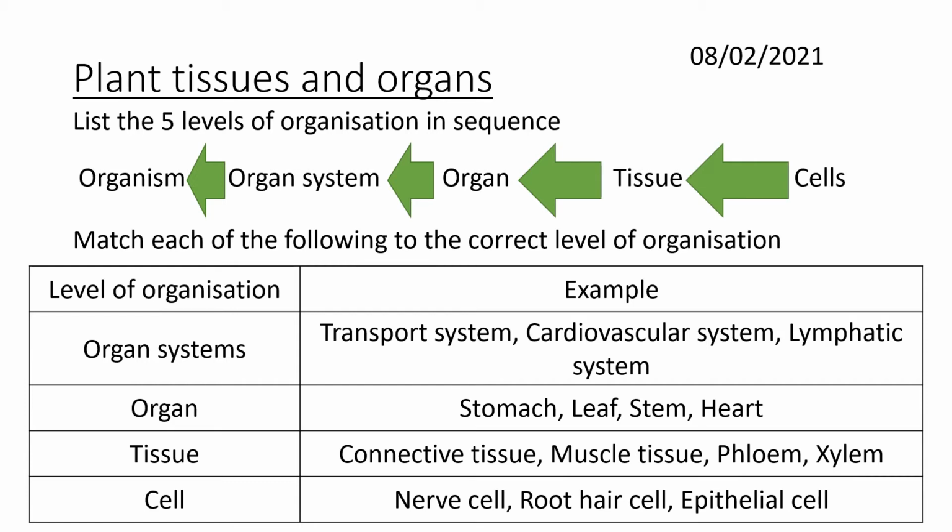In terms of matching the terminologies, the transport systems, cardiovascular system, and lymphatic system are all examples of organ systems. The organs were the stomach, the leaf, the stem, and the heart. The tissues, connective tissue and muscle tissue, were the obvious ones, but the phloem and the xylem in plants are also examples of tissues. And the cells are the nerve cell, the root hair cell, and the epithelial cell.